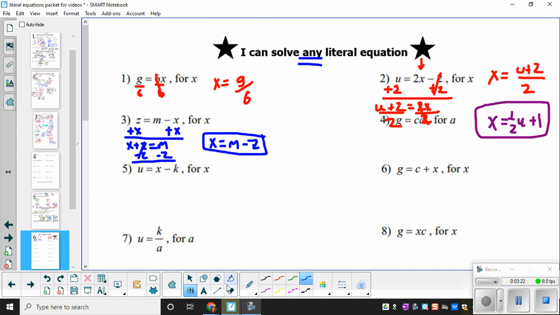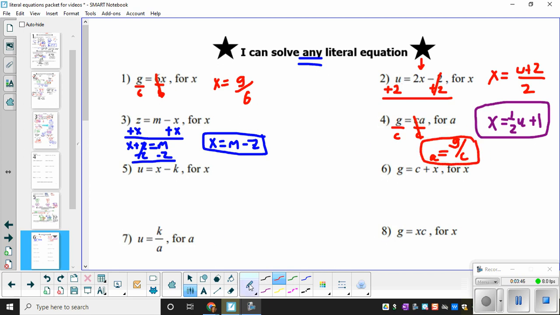All right, now for the next one, let me just erase some of the math from the problem above it. All right, we're trying to solve g equals ca just for a. So anytime we have a coefficient, we're just going to divide both sides by c. So here we have that a equals g over c. So g over c.